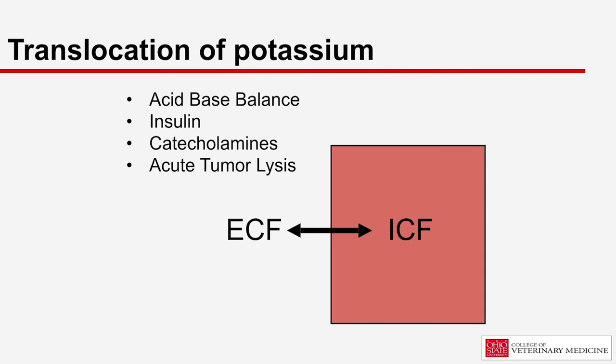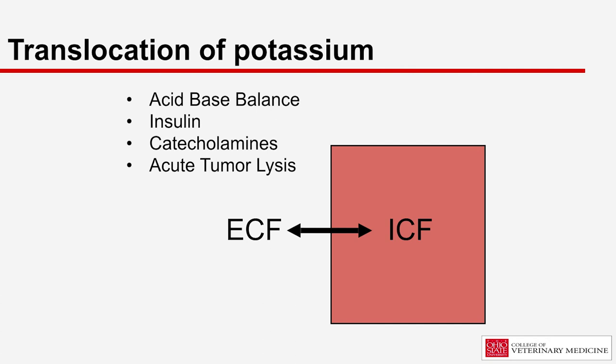Looking at translocation, what are the things that affect the translocation of potassium between intra and extracellular fluid? Acid-base balance is a big one. In general, with acidosis, you tend to move hydrogen ions into the cell to be buffered by intracellular buffers, and potassium ions come out. So acidosis tends to cause a little hyperkalemia, especially mineral acidosis, not so much organic acidosis like lactic acidosis. Alkalosis does the opposite. The hydrogen ions come out of the cell to deal with the high bicarbonate level, and then the potassium goes into the cell, and you tend to get hypokalemia.